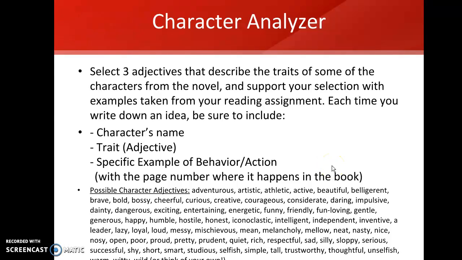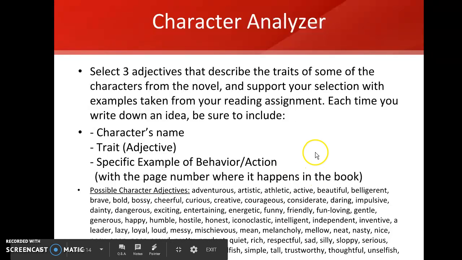And character analyzer is where you're choosing 3 adjectives that describe the traits of some of the characters in your novel. And again, the directions are here with a possible list of character adjectives included.